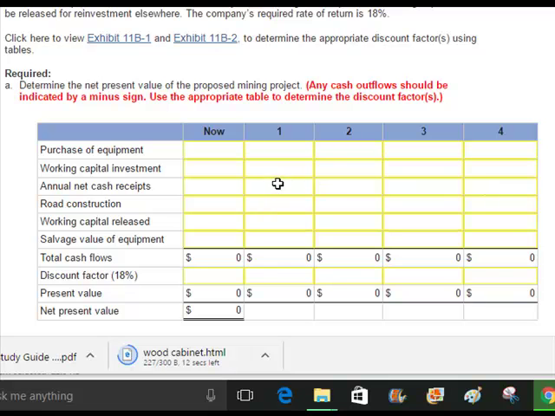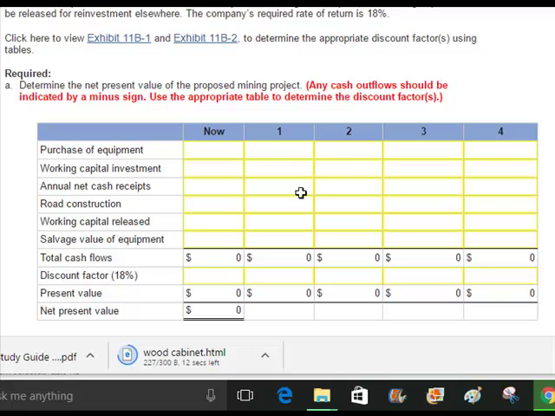And then we're going to calculate the present value of those single sums after we total the amounts for each year. So the $145,000 is going to go into columns 1 through 4. The cost of the road construction, that's an amount that we're going to pay in 3 years. So that's going to go as a negative amount in the 3rd column. The salvage value of the equipment in 4 years, that's a positive amount that we'll receive in year 4. So it'll go in the 4th column.